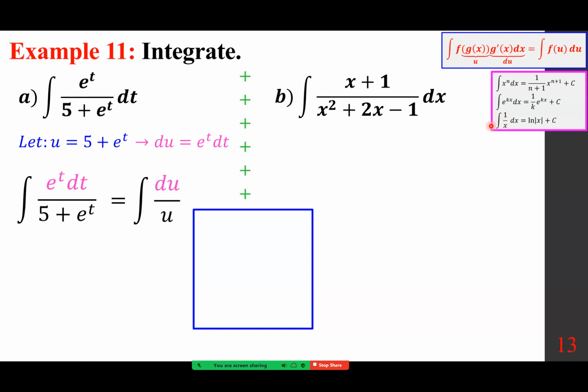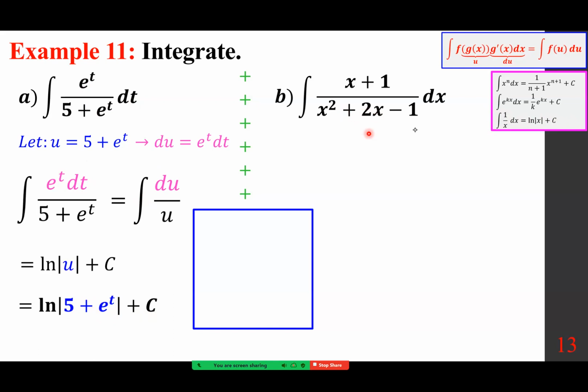The result is a natural log. Replace the u. The final answer is ln of the absolute value of 5 plus e to the power of t plus c. And again, some of you may recognize this expression is positive, so you can lose the absolute values.